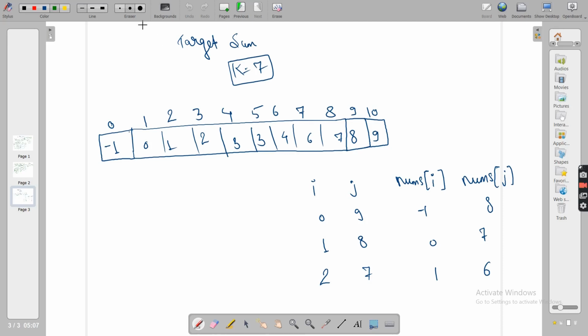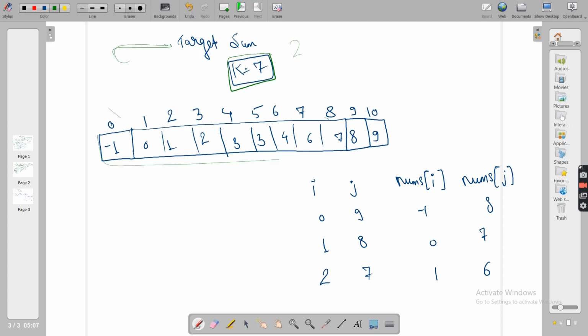See, the problem is like target sum. There may be problems on two sum and container with most water. There are many problems basically on top of this problem. So what it says: you are given an array and a variable k equals 7. You have to give me all the pairs whose sum is 7. Pairs mean two elements. Okay.